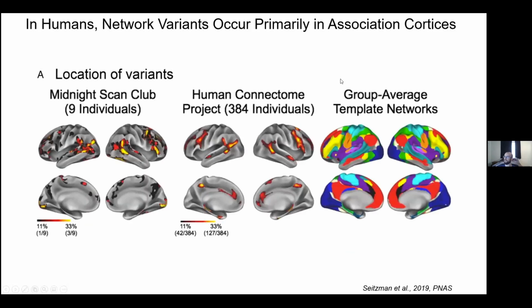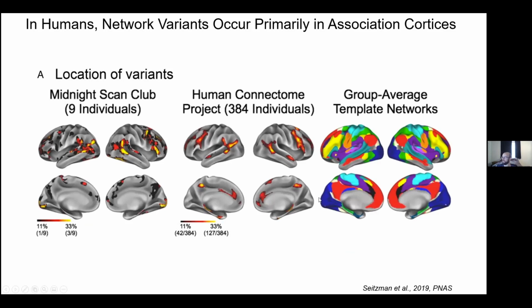So, in humans, network variants occur primarily in association cortices. These are the spatial locations of network variants. You can see here that in the Midnight Scan Club, which is what I went over earlier, we have lots of variants in the dorsolateral prefrontal cortex and temporal parietal junction. You can see a similar thing in the Human Connectome Project as well: temporal parietal junction, dorsolateral prefrontal cortex, and also some areas of the medial prefrontal cortex and cuneus.